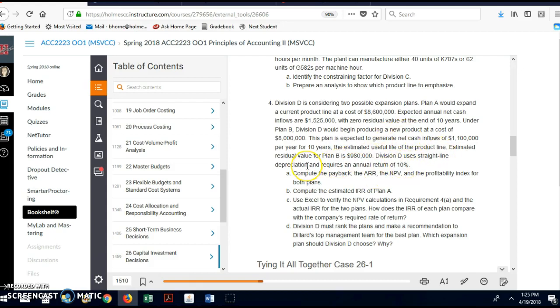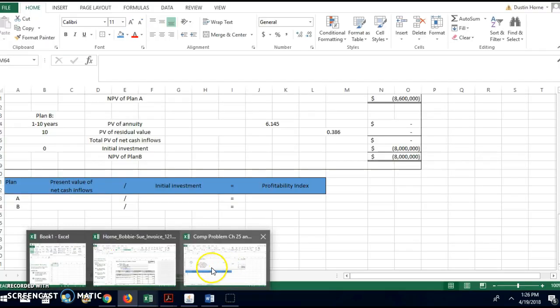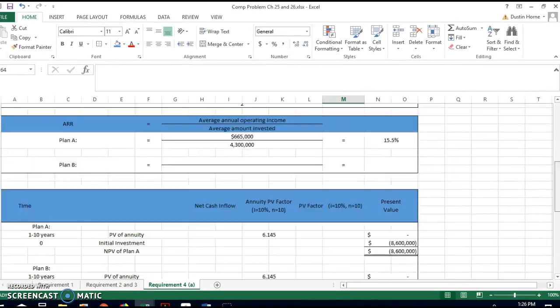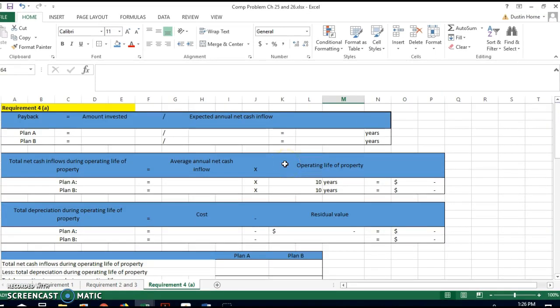Division D uses straight line depreciation, meaning that the depreciation will be the same every single year, and requires an annual return of 10%. Compute the payback, the ARR, the NPV, and the profitability index for both plans. So I believe we're doing requirement A. If you look in your textbook, on page 1468, these computations are being done in one table. It's the second little chart on that page.